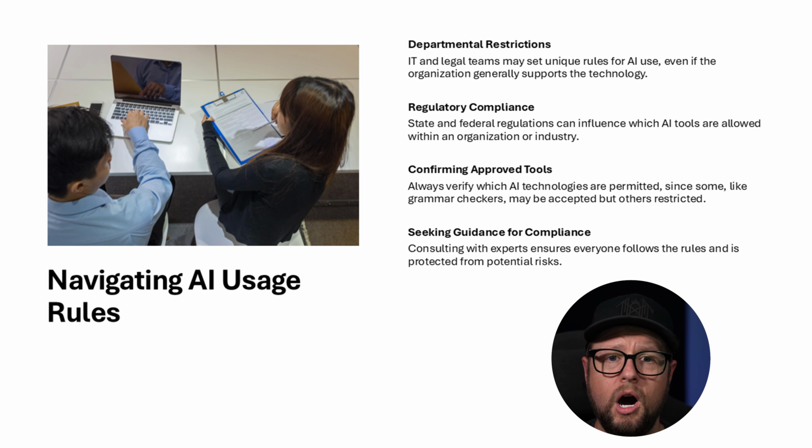Here's a critical point. Always check with your organization before using any AI in your work. Many organizations restrict or even ban AI entirely. Even if your organization does endorse AI, specific departments like IT or legal may have additional restrictions. State or federal laws may also impact AI use. Some organizations might allow grammar checkers but prohibit generative AI. Always ask for guidance on which specific tools you are allowed to use. This isn't just good practice. It's essential for maintaining your compliance and protecting both yourself and your organization.